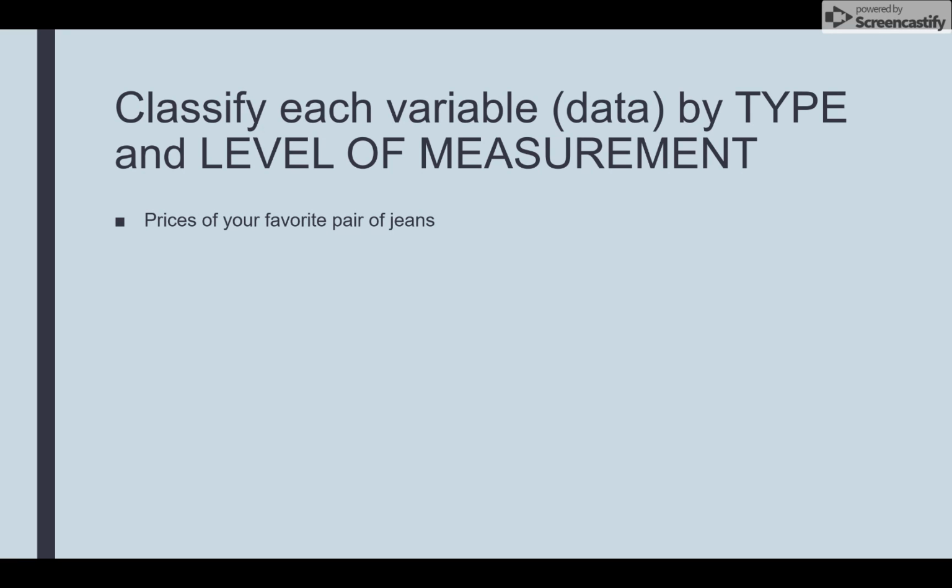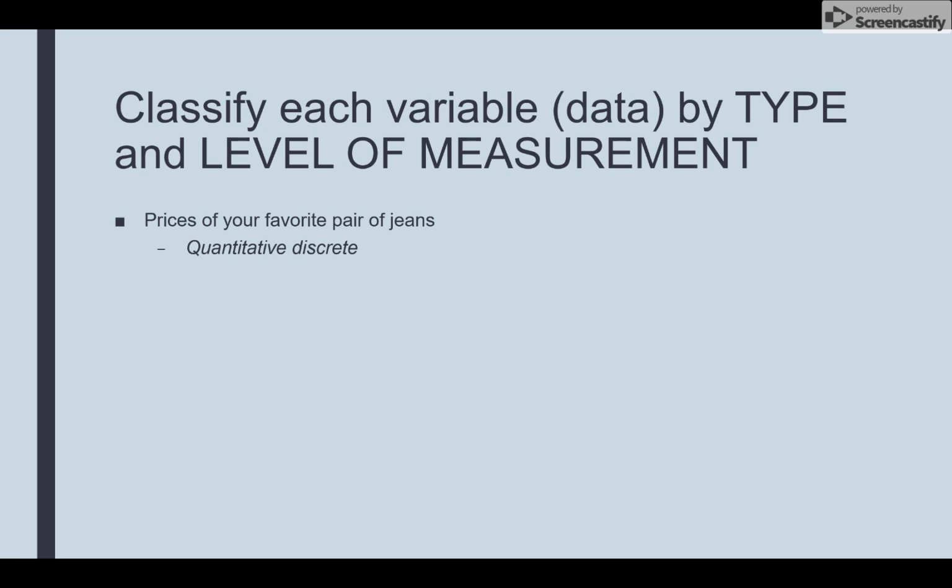Prices of your favorite pair of jeans. Let's see, prices involve money. Money is numbers. So I'm going to say quantitative for sure. Then I have to think about, is it discrete or continuous? I suppose you could go either way, but we typically think about things in terms of whole units. So we would say $20, or even if it's $19.99, that's considered whole or discrete.